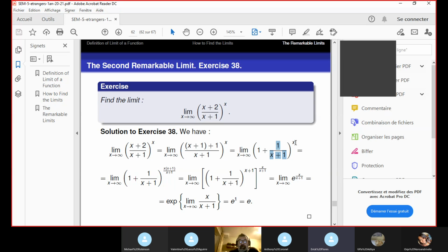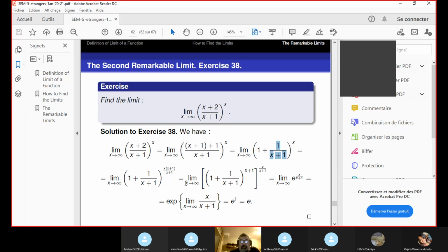No, for me it's clear. But I'm not sure about anybody else that maybe needs a little bit more explanation. Mikhail, is it clear? Yes, it's clear. Valentina, is it clear? Yes, it's clear. Onya, clear? It's clear. Oui, c'est clair.